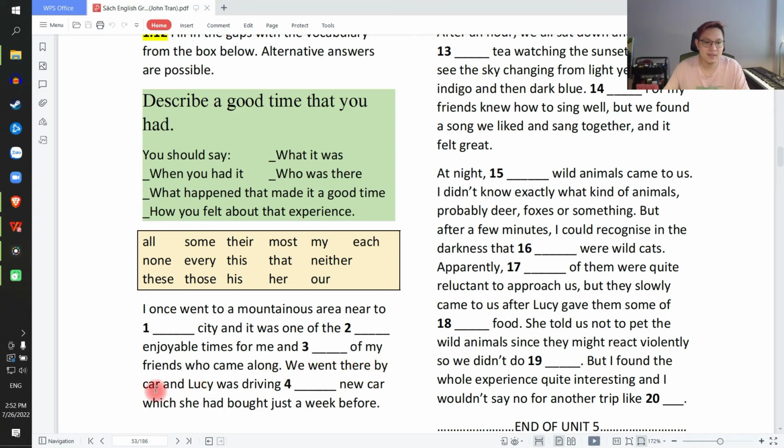We went there by car and Lucy was driving her new car, which she had bought just a week before.